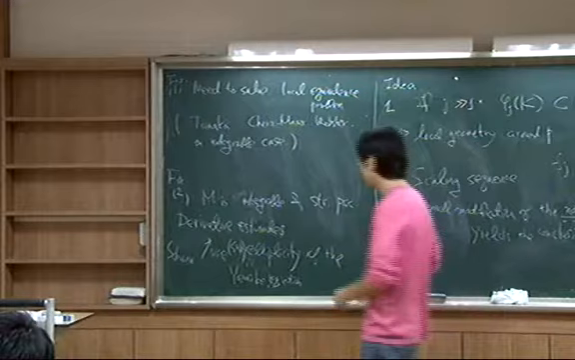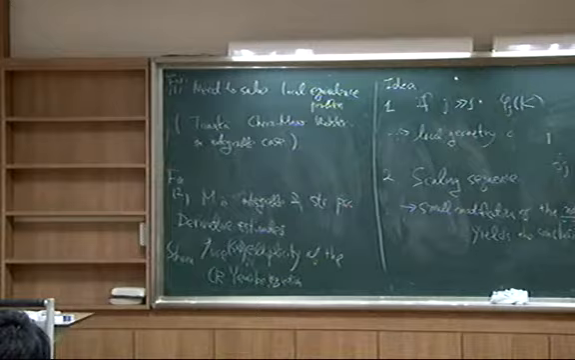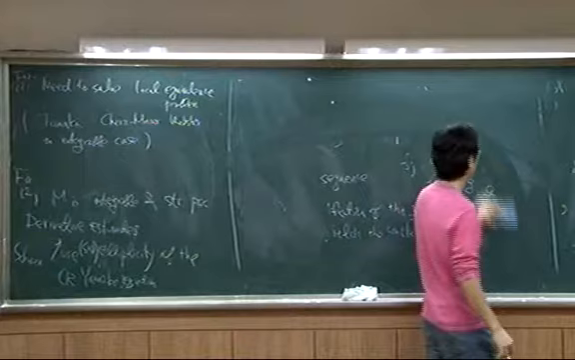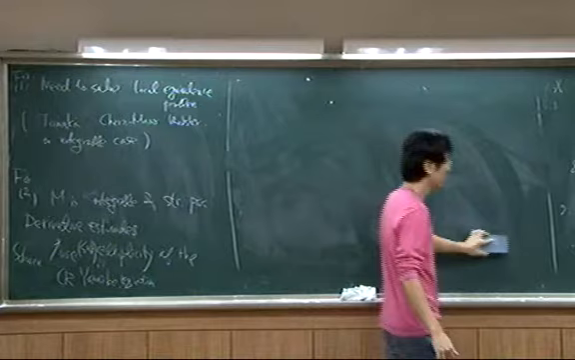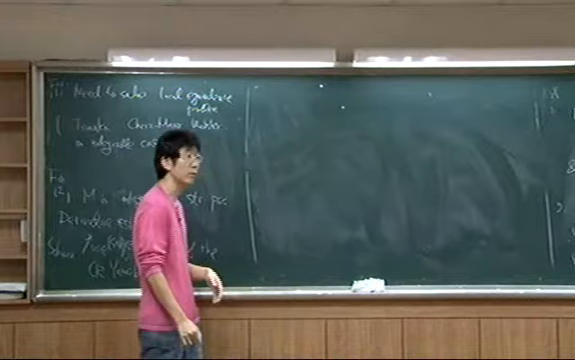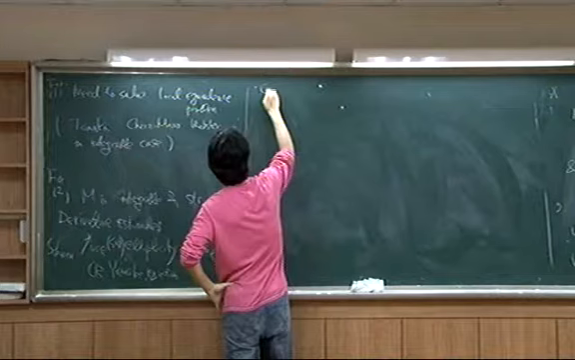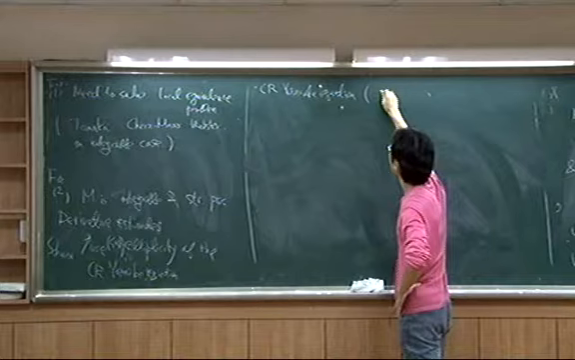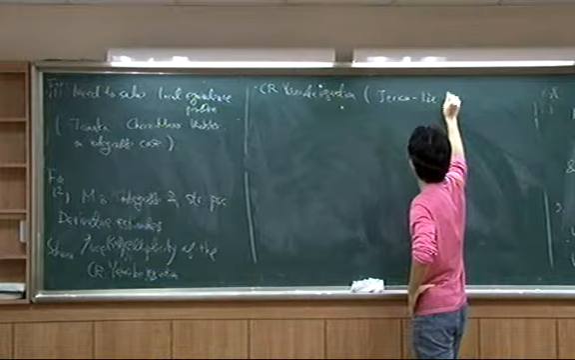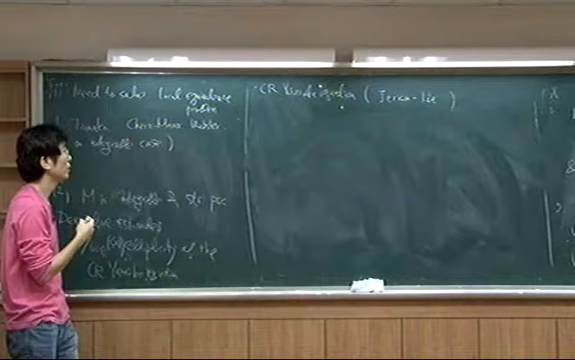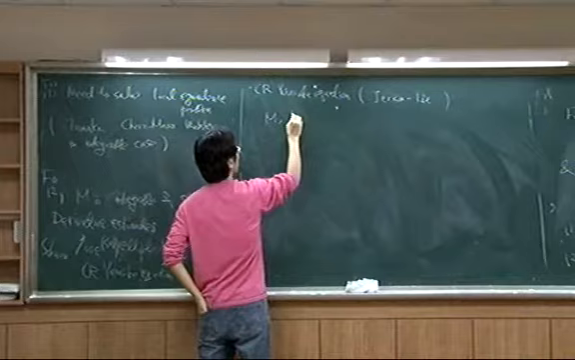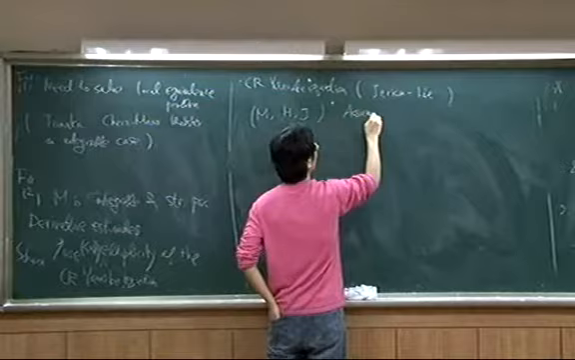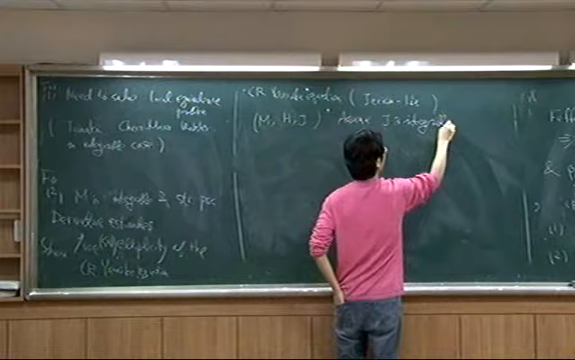Let me explain it briefly. The CR Yamabe equation is an analogy of the conformal Yamabe equation in Riemannian geometry. This was intensively studied by David Jerison and John Lee. When we mention the CR Yamabe equation, we consider a strongly pseudo-convex CR manifold. In this case, we assume J is integrable and strongly pseudo-convex.